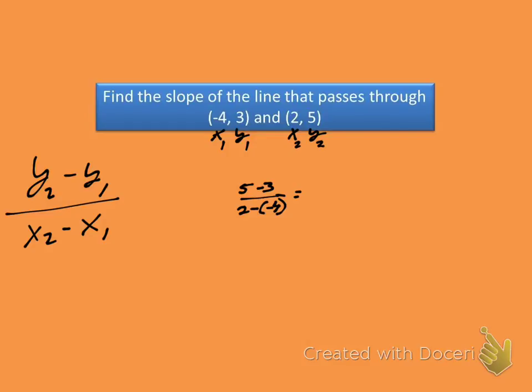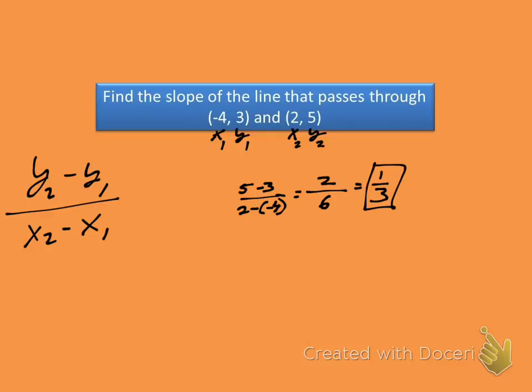Which means 5 minus 3 is 2. 2 minus a negative 4 is 6. And 2 over 6 becomes 1/3. Fractions for slopes. Always fractions for slopes. Okay?